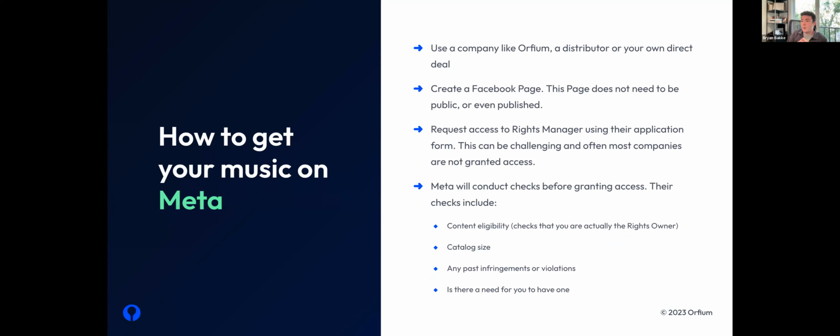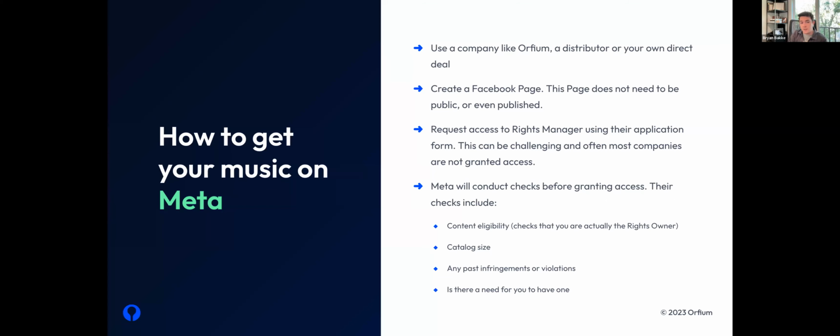So how do we get music onto Meta? For libraries, labels, and publishers, you can use a company like Orfium or others to distribute and administer your catalog to Meta platforms. For artists or composers, you can use a distributor of your choice, provided that they deliver to Meta. In a rare instance, you may be able to sign a direct deal with Meta for your own Rights Manager CMS.